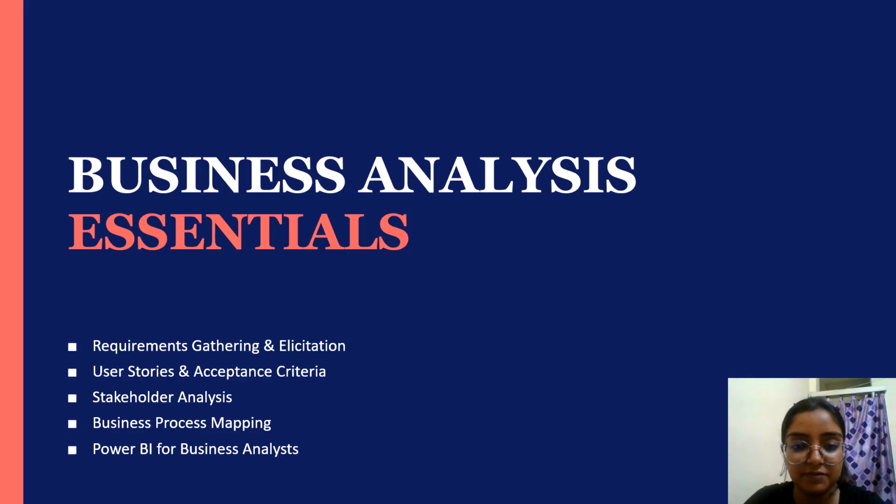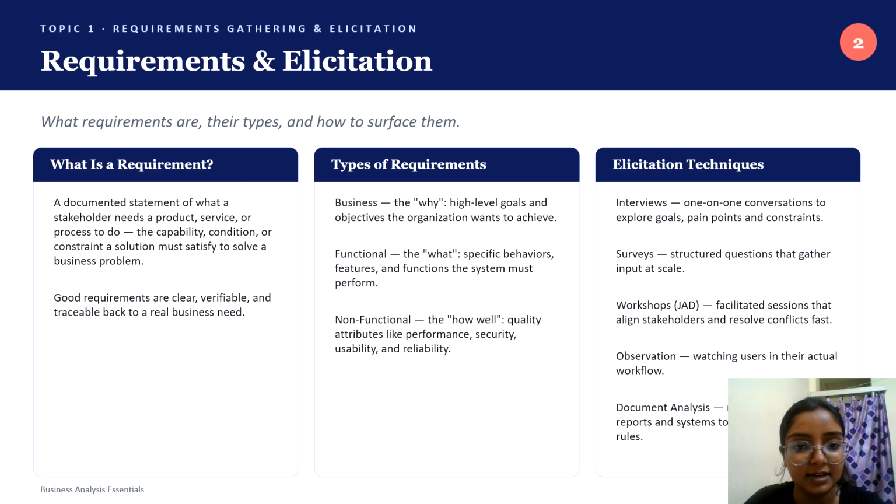Let's start with the very first topic, that is requirements and elicitation. So first of all, we are going to understand what is requirements. A requirement is a written statement that explains what a business or stakeholder needs from a product or service. Good requirements should be clear, easy to understand, and related to real business need. There are three types of requirements.